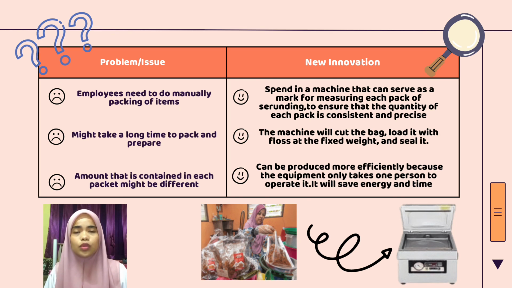With the ability to specify the quantity needed, serunding daging only needs to load the floss into the machine, enter the proper weight for each bag, and set the filling speed. As soon as the bag is cut, the machine will load it with floss. With the availability of the machine, serunding daging can be produced more efficiently because the equipment only takes one person to operate it. Thus, there will be no shortage of manpower, which will also reduce human effort and time consumption.